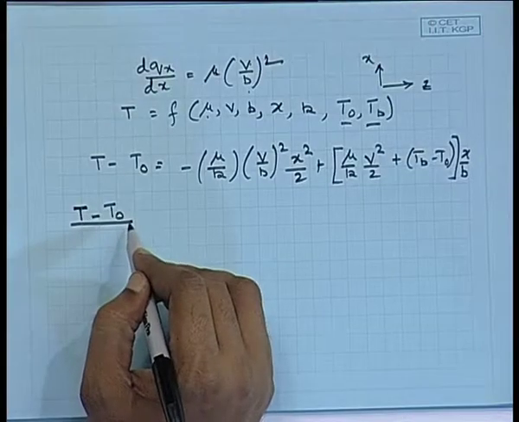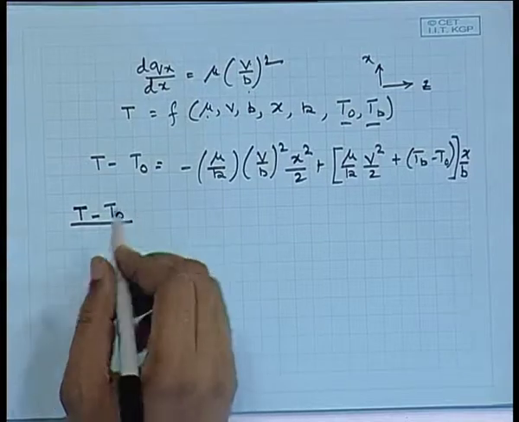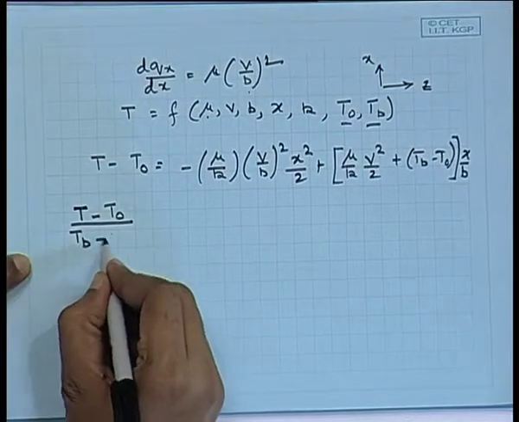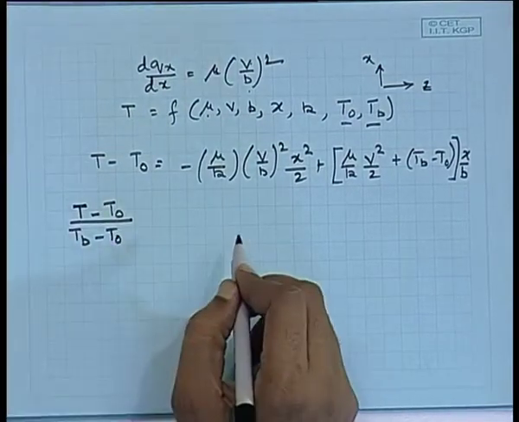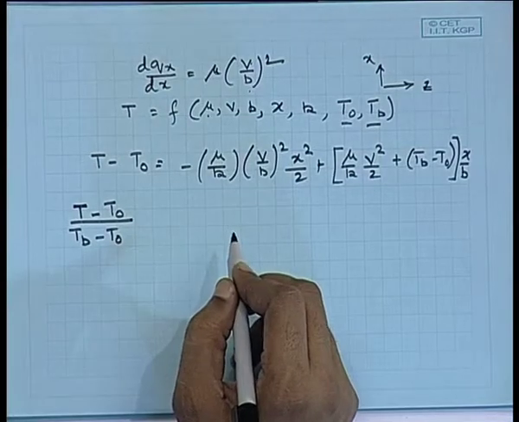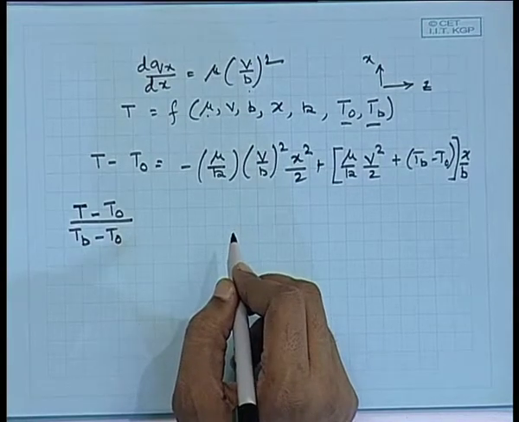0 to 1. Why 0 to 1? You divide it by something such that it becomes dimensionless. So, obviously, you have to divide it by TB minus T0. So, you get 0 and 1 at the two locations, at the two extreme points.